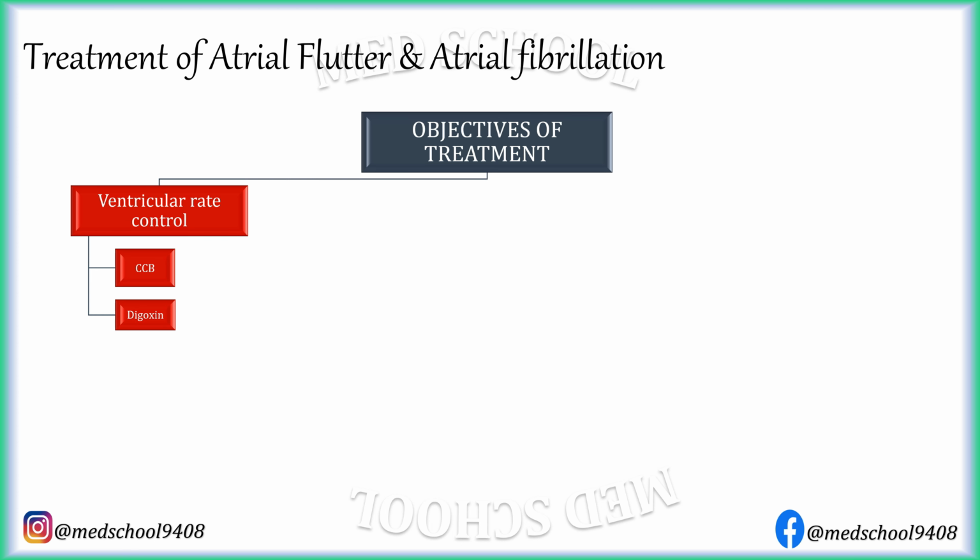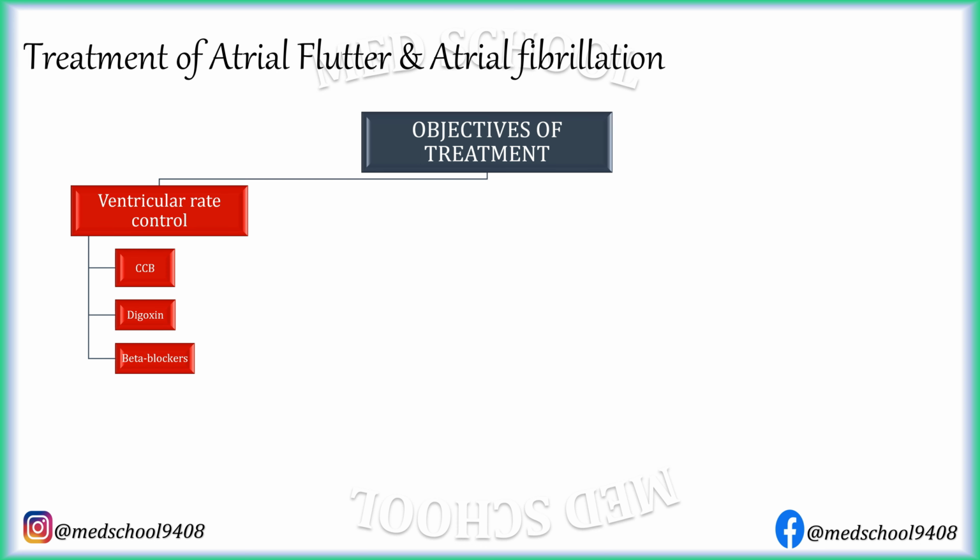When these arrhythmias are associated with hypertension, beta blockers are the drug of choice. Atrial flutter and atrial fibrillation also occur in cases like thyrotoxicosis. Beta blockers are also useful in such cases where the sympathetic system is overactive.